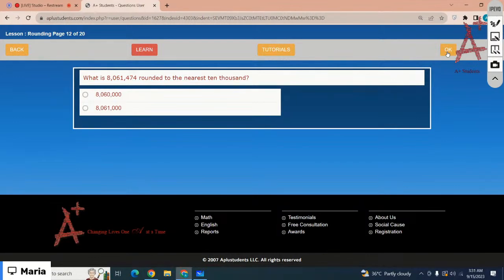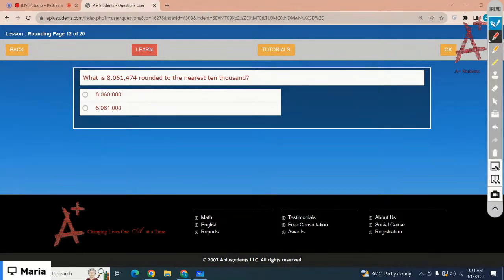What is 8,061,474 rounded to the nearest 10,000? So which digit is at the 10,000 position? That would be 1, 10, 100, 1,000, 10,000. 6 is at the 10,000 position, right? To the right of the 6 is 1, and 1 is less than 5. That means you have to round down and keep the same value. It would be 8,060,000. You have to replace the other values with 0. So that would be the correct option, right?